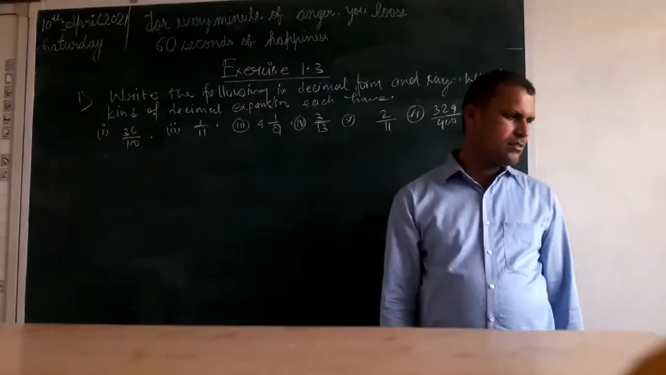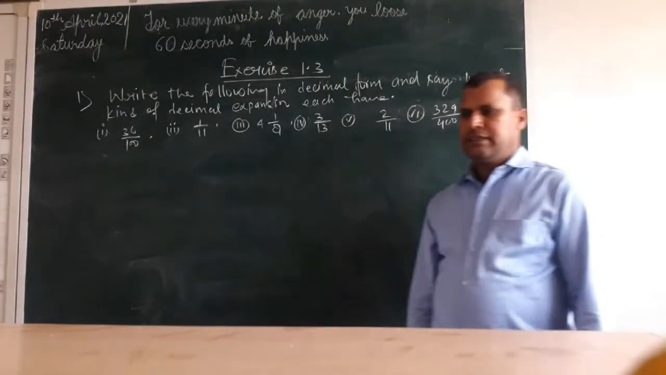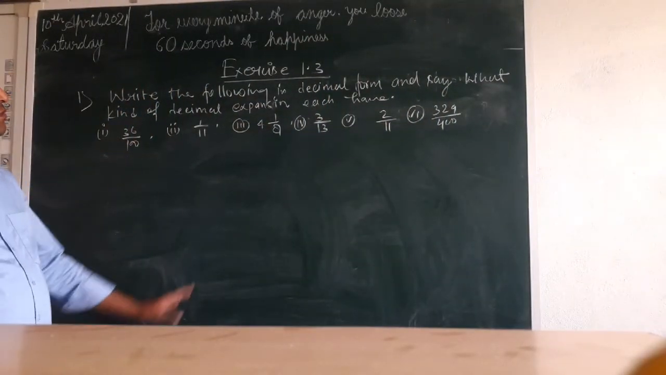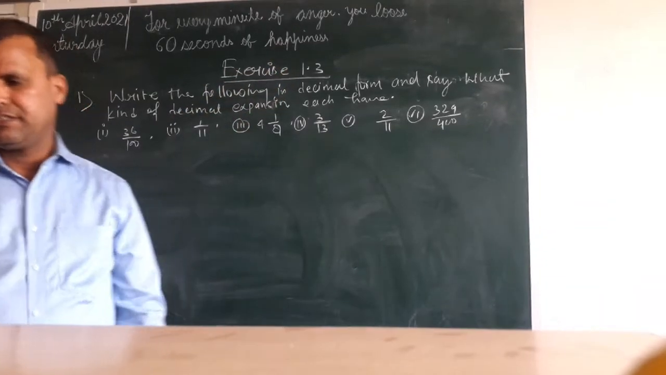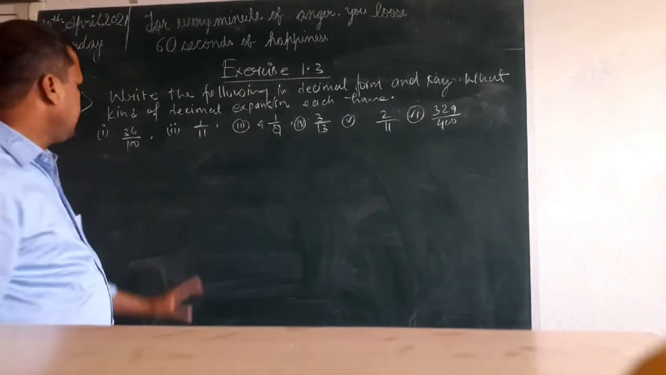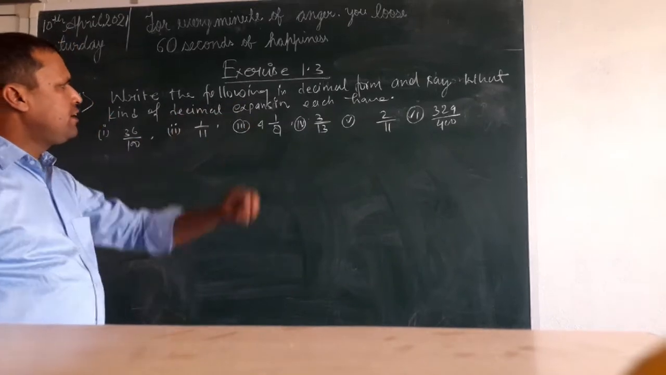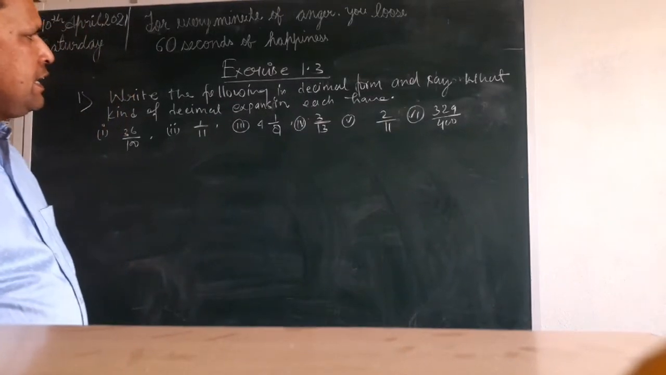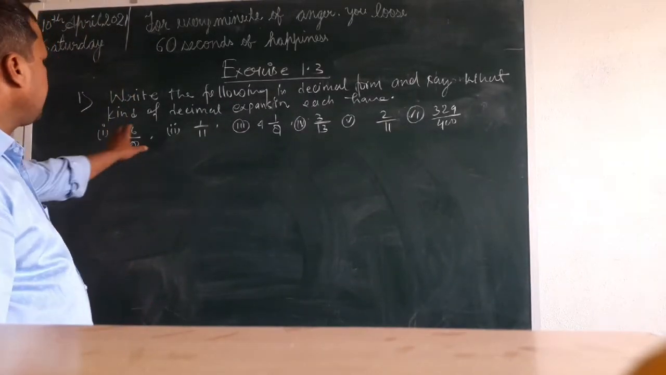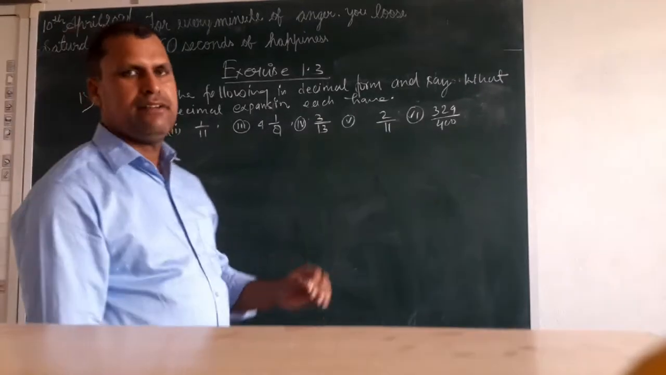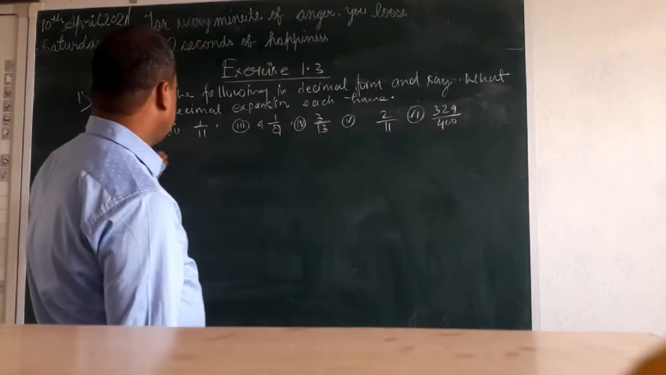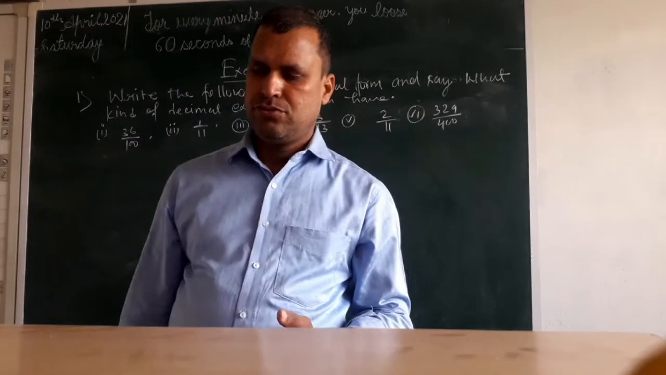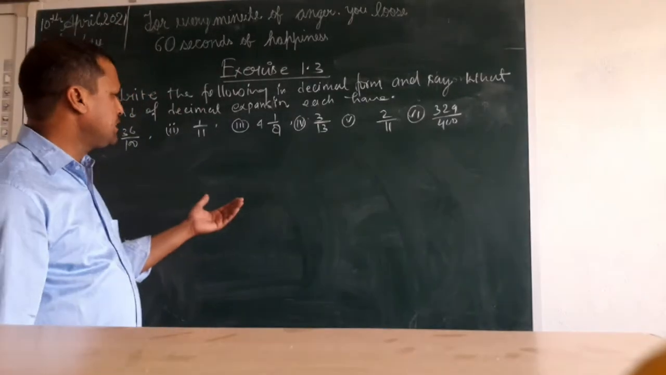Today I will discuss the chapter Number System, exercise 1.3, and that is the first question. Write the following in decimal form and say what kind of decimal expansion each has. The numbers are given in the form of p by q, and you have to check it.